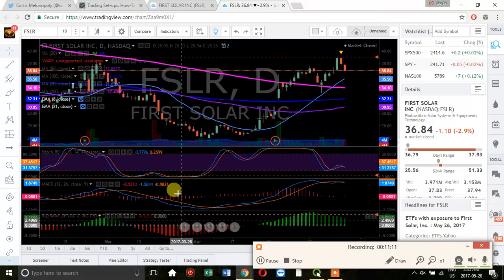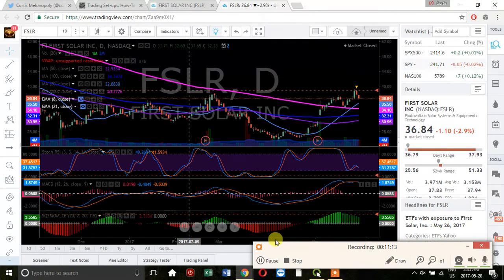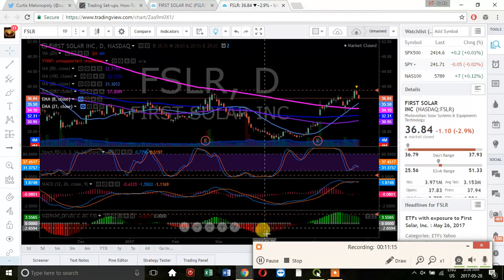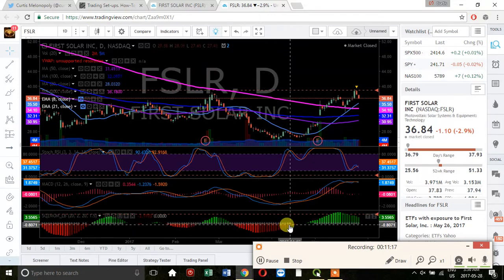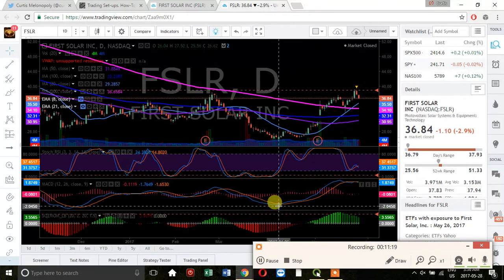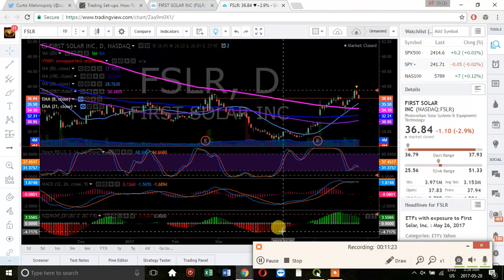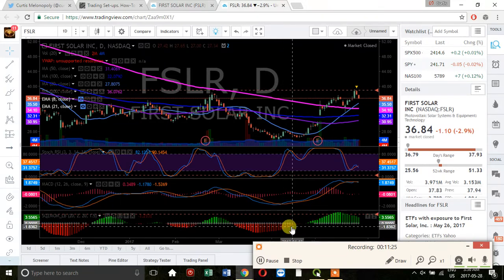And then my squeeze momentum indicator, it's not important that it's green or red, it's more important which direction it's trending. So at the point that the stock or the MACD turned up, my squeeze momentum indicator confirmed through the fact that it was trending up.